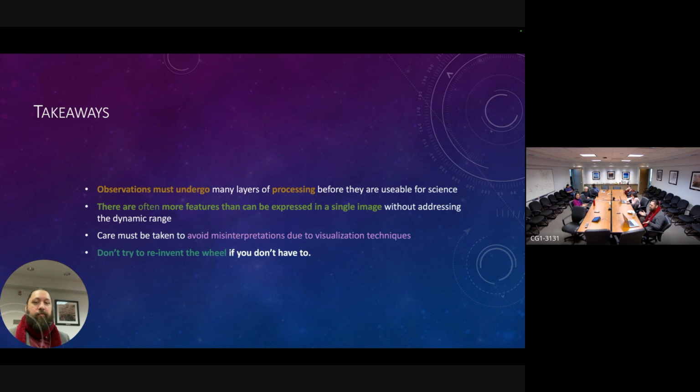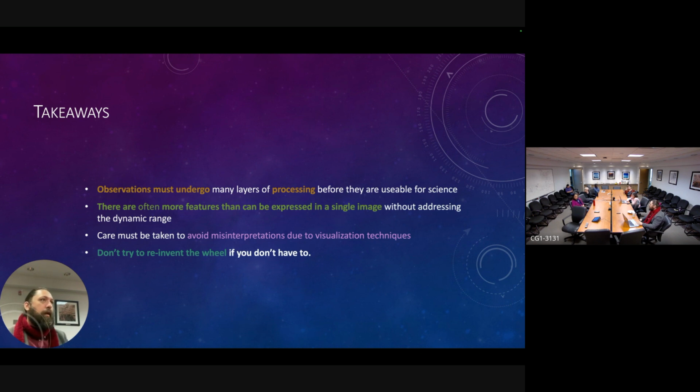So basically, takeaways from this talk: you usually have to process your data a lot before you can get to something scientifically useful. That includes layers like getting the instrument out, but then actually trying to visualize the data can be quite difficult. That's because there are often more features in an image than can be expressed without addressing the dynamic range. You can't just take the average or something normal, because you can't get those 2 numbers next to each other without doing something that's coordinate aware, usually in some manner. You definitely don't want to misinterpret things.